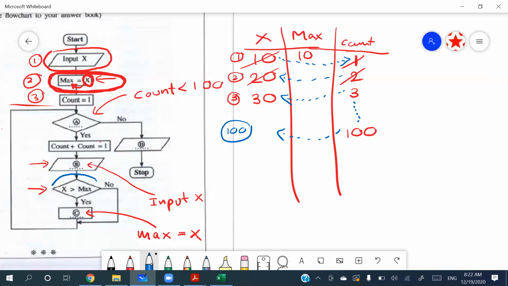So it will be compared with this particular condition. If it is greater than the max, the change will happen, otherwise nothing will happen. And it is going to continue now. So it's continuing after the 100th value. So here, now what's the requirement? We need to exit from the iteration.